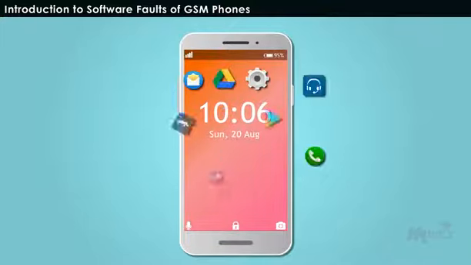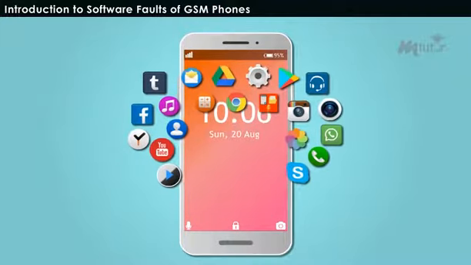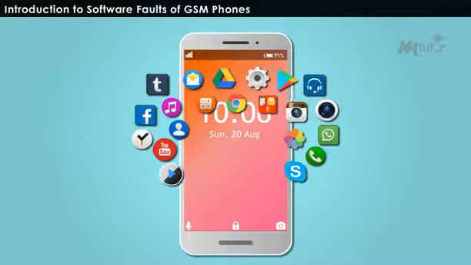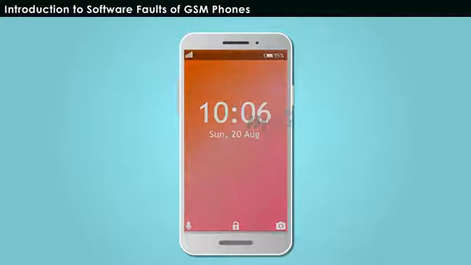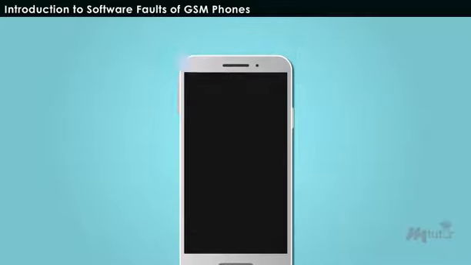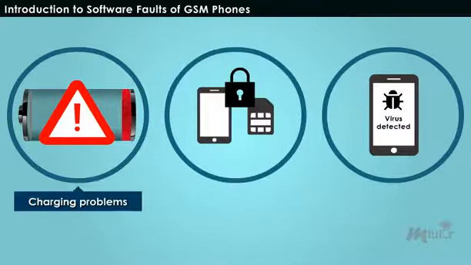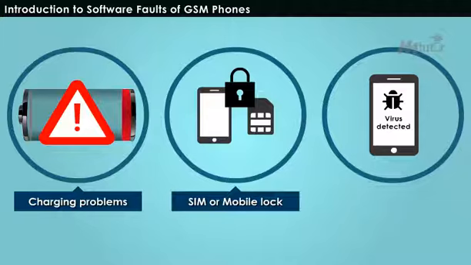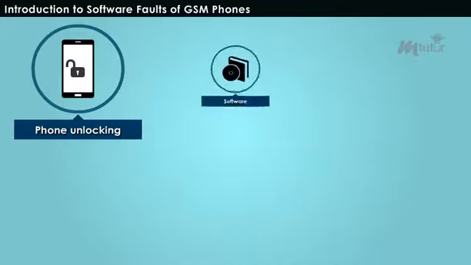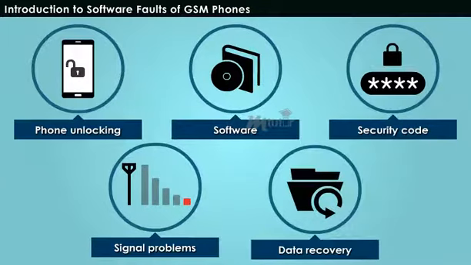Software is the framework for hardware to operate. In the case of mobile phones without software, the hardware cannot function. Therefore, utmost care must be exercised while dealing with software issues, as these issues, if not rectified, might even lead to the death of the device. Some of the other software issues that you generally come across are charging problems, SIM or mobile lock code errors, virus attack, etc. In this topic, let us learn to troubleshoot, identify, and repair some of the common software faults in mobiles.